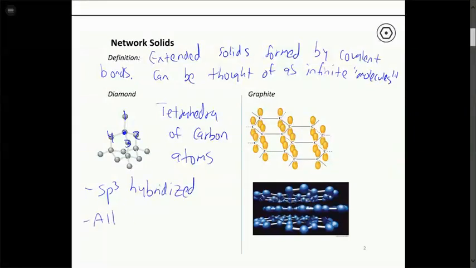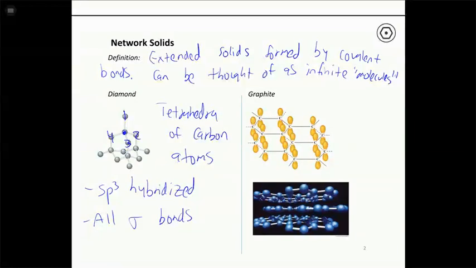And they have all sigma bonds because they're sp3 hybridized. There's no pi bonding in diamond. Now the other major form of elemental carbon is graphite. This is the more stable form, as it turns out, by a little bit.